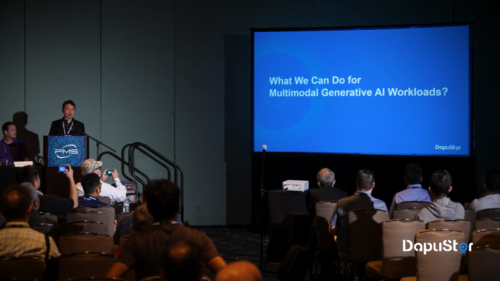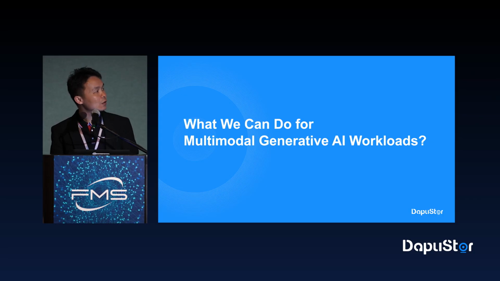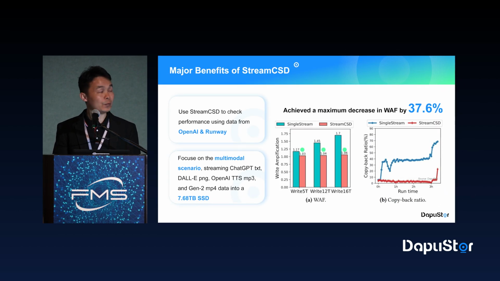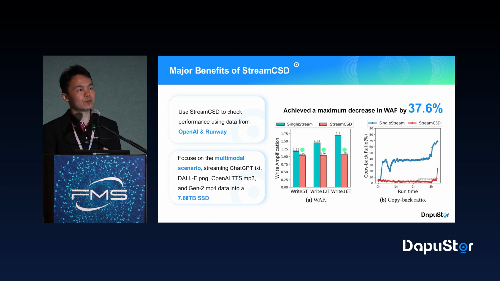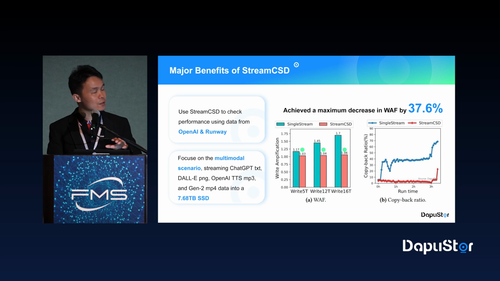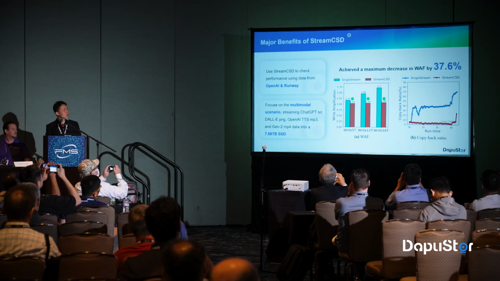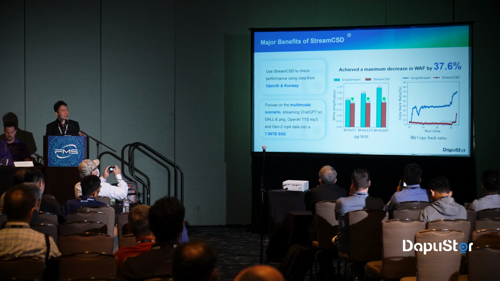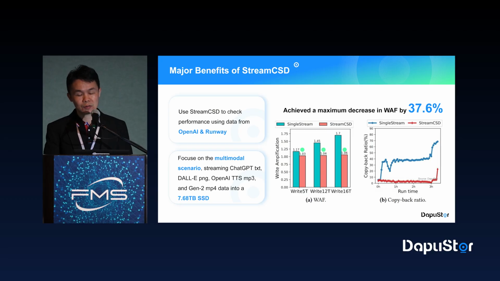Now AI is very hot. So for multimodal generative AI workloads, we have done an additional experiment. You can see that we have built an engineering sample prototype with an ASIC controller. It's PCIe Gen 5 x4, and this ASIC has a hardware compressor. We compared single stream and Stream CSD with the WAF and the copyback ratio. It showed a WAF reduction of up to 37%, so it's also very impressive.